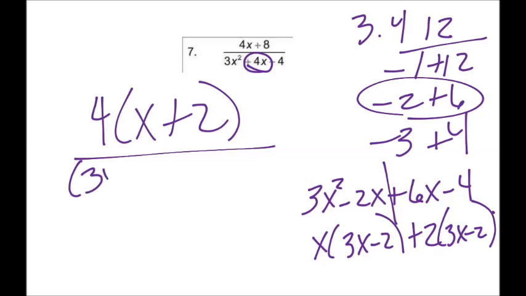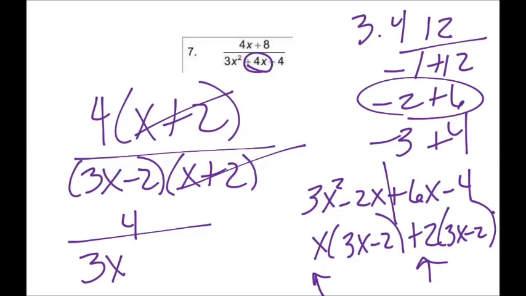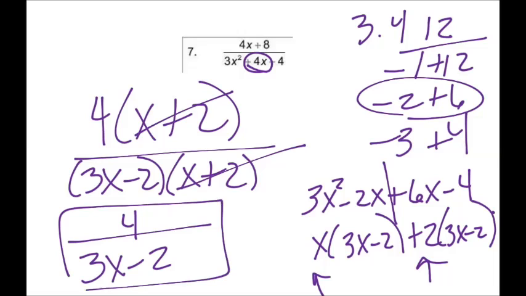So the bottom is 3x minus 2 and x plus 2. X plus 2 came from what we pulled out. So your x plus 2's cancel, and it leaves you 4 over 3x minus 2. That's your answer.